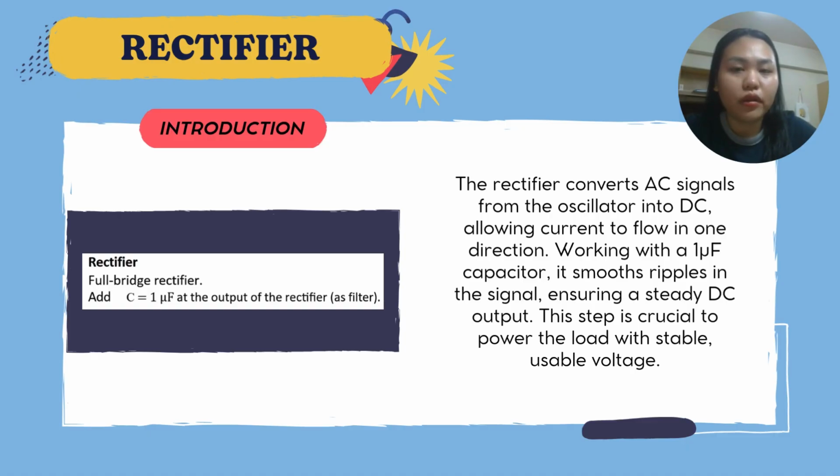I will present the rectifier. The introduction for the rectifier is that it converts the AC signal from the oscillator into DC, allowing current to flow in one direction. The rectifier works with a 1 microfarad capacitor. It removes ripple in the signal, ensuring a steady DC output. This step is crucial to power the load with stable voltage.